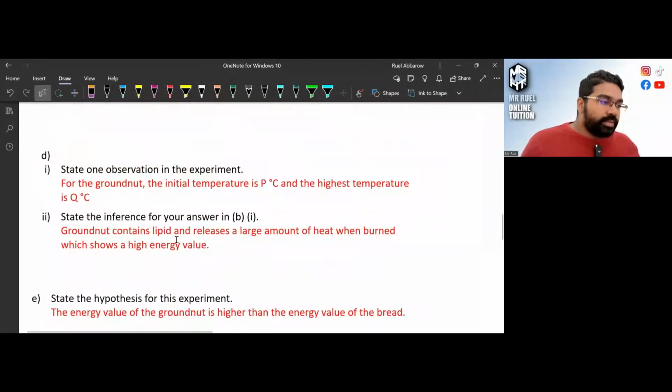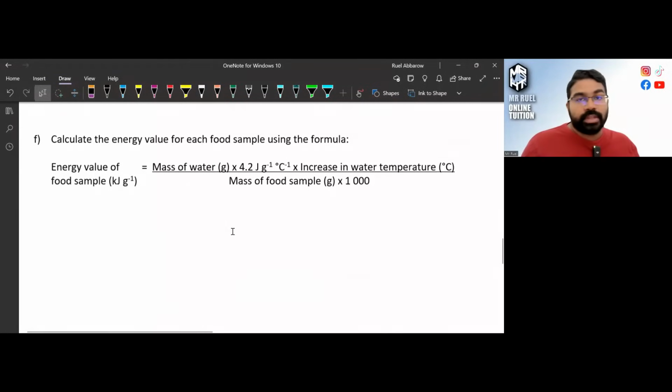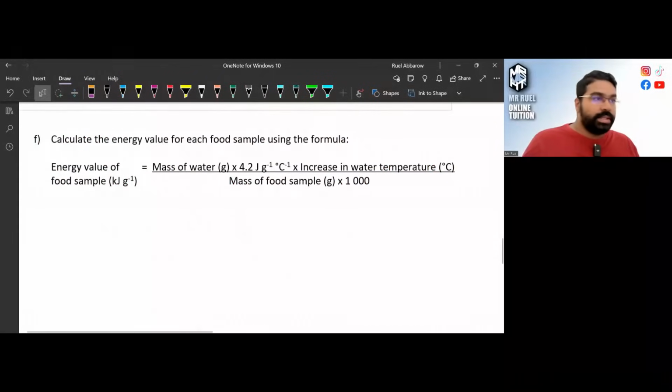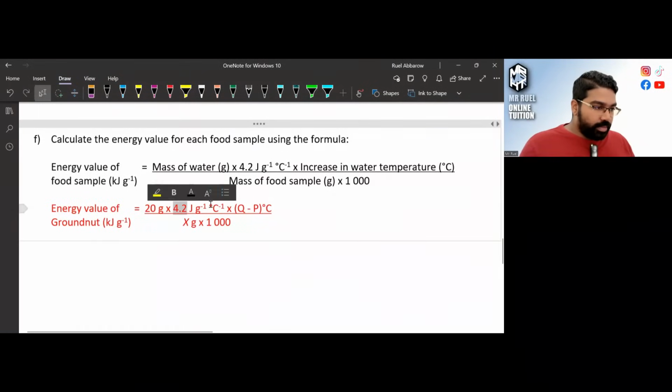Now you have to be careful and use whatever mass is given to you. If you have to write the procedure yourself, you can use this, no problem. But if the procedure is given to you, please check the mass of water. According to my sample answer here, the mass of water is 20 grams. So 20 grams times 4.2, this one is fixed.